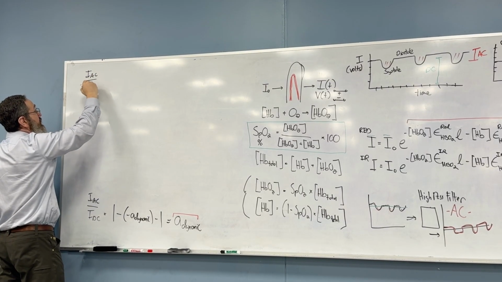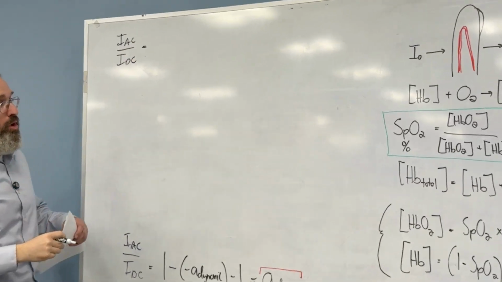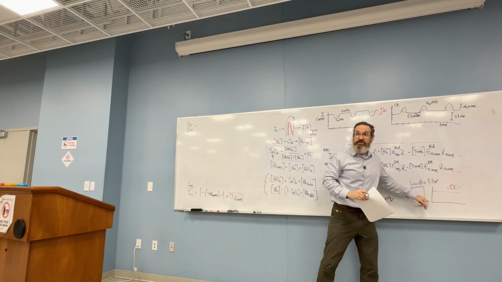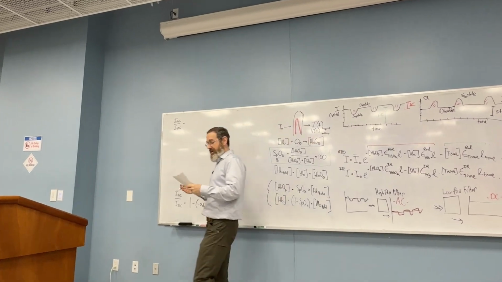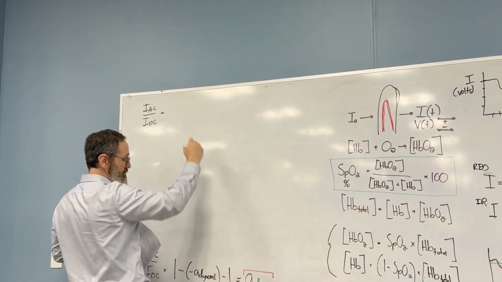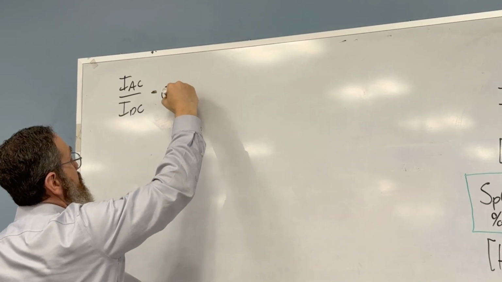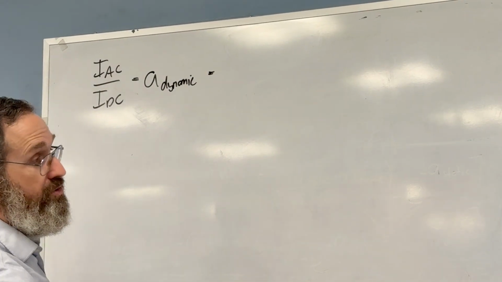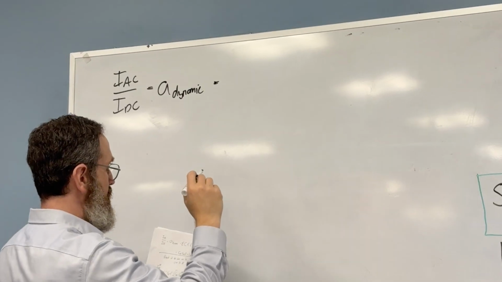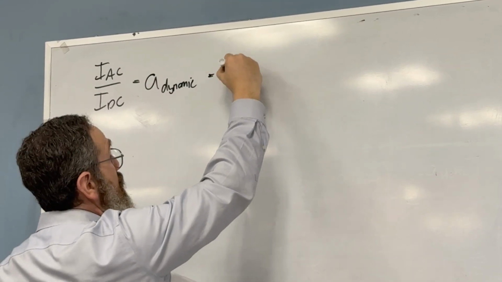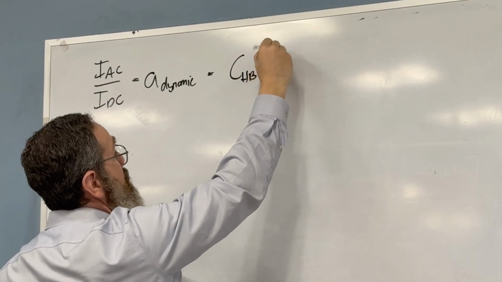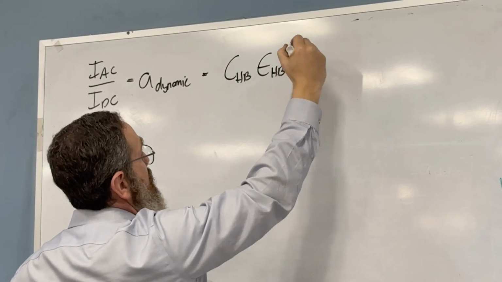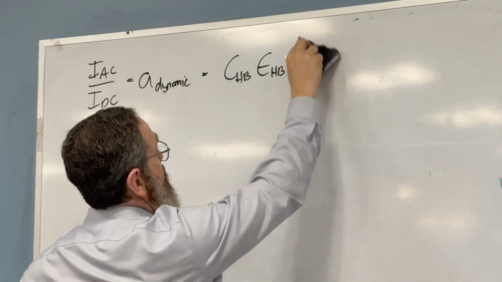IAC over IDC, and to be clear, this is a quantity that I have. I took the AC and the DC out of my filters, and then I divided it up. So this is a quantity I have, and it is equal to a dynamic, and that dynamic is equal to that term. So a dynamic, and I'm going to slightly switch my notation here, is equal to the concentration of deoxyhemoglobin times the absorption coefficient of hemoglobin times the length.